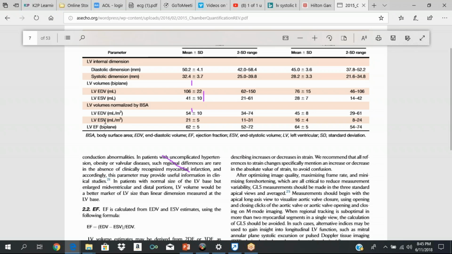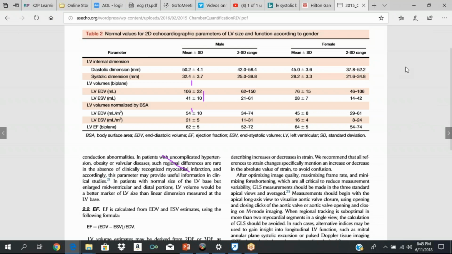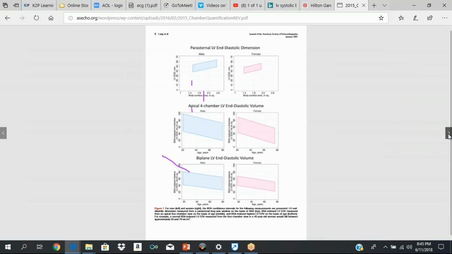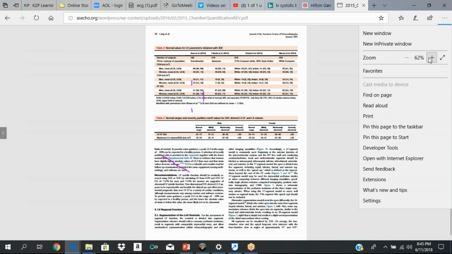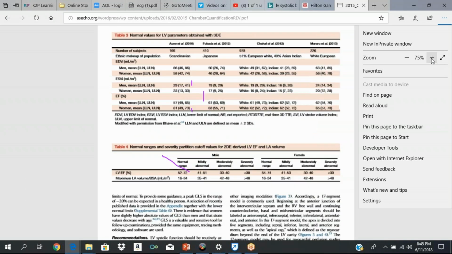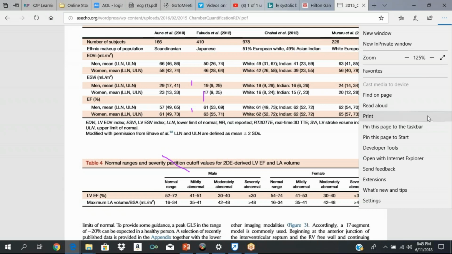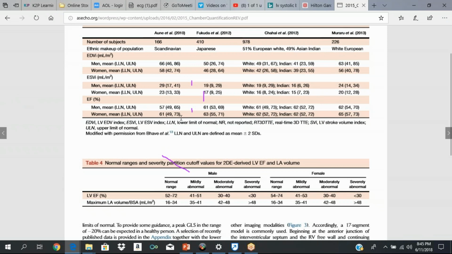This is what is currently recommended by the ASE. And similarly, there is a new trend in ejection fraction, where we don't just give one ejection fraction for everybody. Females are going to have a different ejection fraction, males are going to have a different ejection fraction.